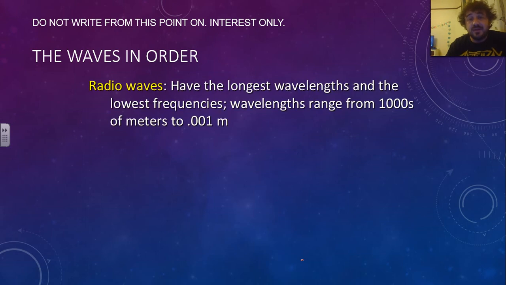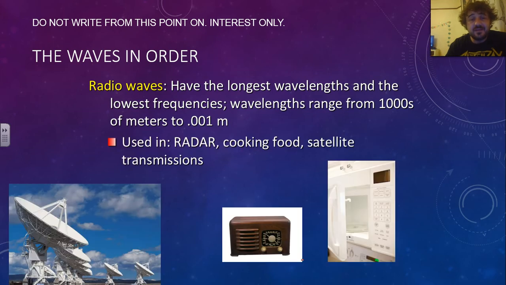So we've got radio waves. These are the longest. We're going to go from longest wavelength to the shortest, or lowest energy to the highest energy, lowest frequency to the highest frequency. So we've got radio waves. They go from kilometers to millimeters, and they're useful in radar, cooking food, so microwaves, satellite transmissions, etc.